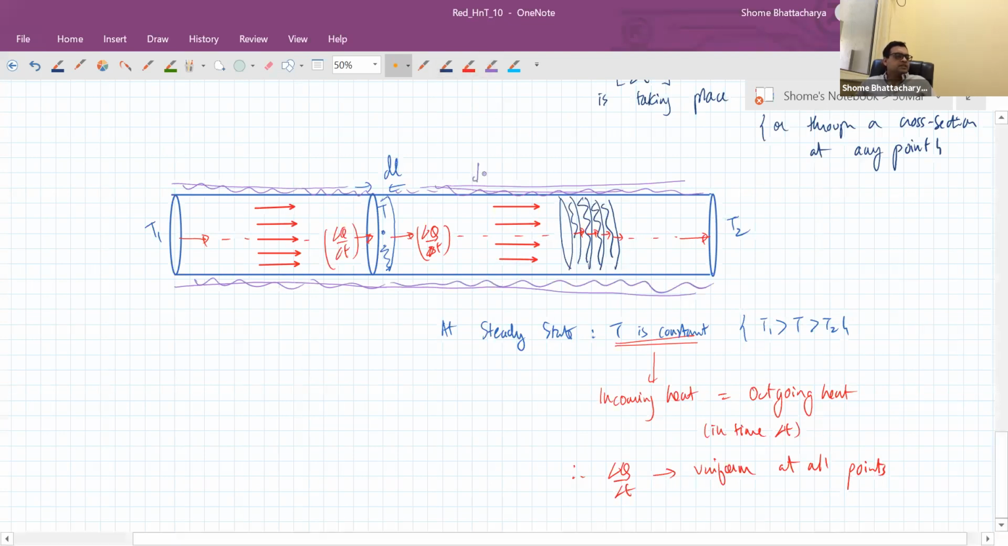So all that is very necessary. Also, the area of cross section is uniform everywhere. It's not like the rod is thicker somewhere and thinner somewhere else.